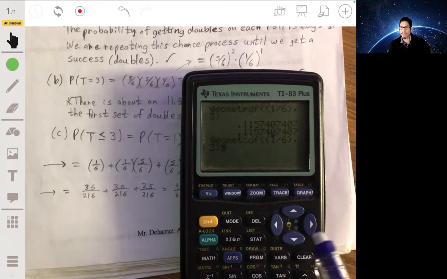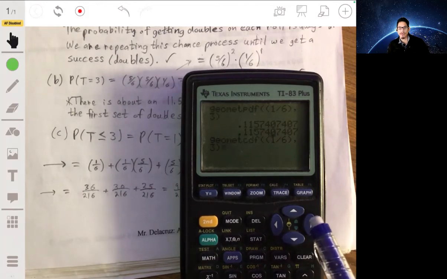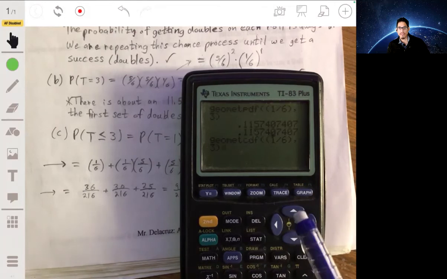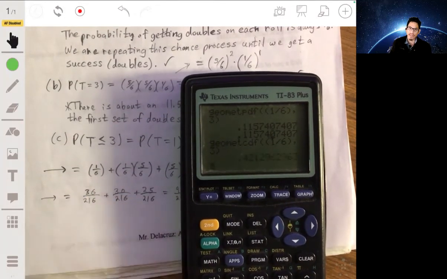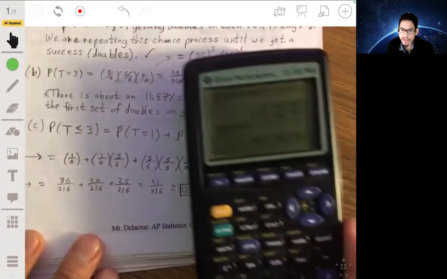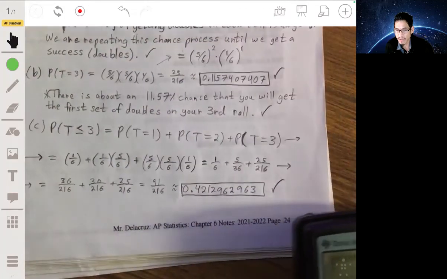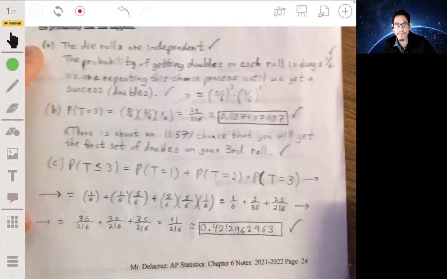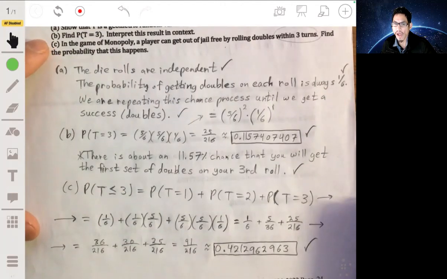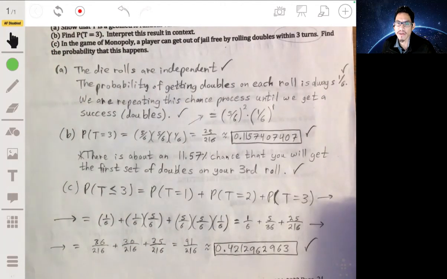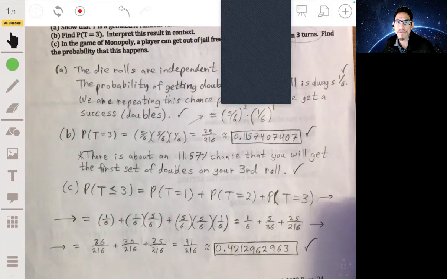If you have a newer version of a graphing calculator, it'll probably be easier. You won't have to memorize so much syntax. It'll probably just have a list. Anyways, I run this and I get about 42% again. So that's just another way to do it. Use it as you're doing these problems to save time, but don't use it if you're not understanding what's going on, because that can be confusing. Use it just to save time. So I hope that helps.